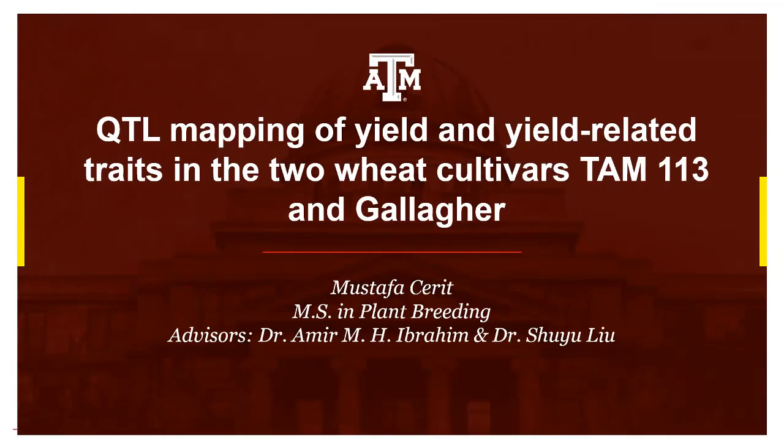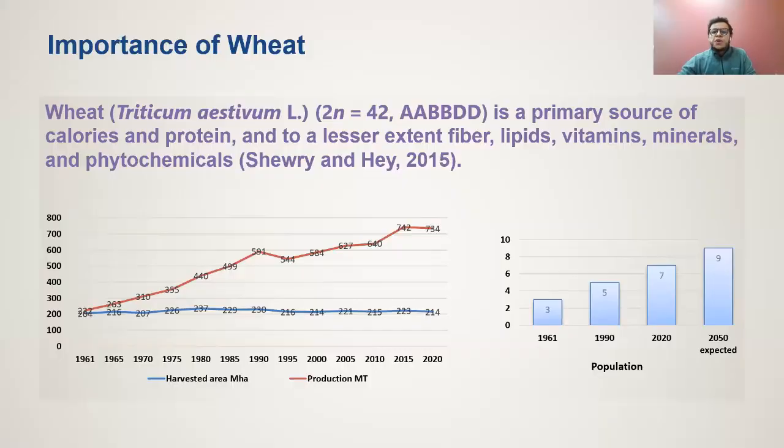Okay. Hi, everyone. I will be presenting my master's research. It is a QTL mapping for yield and yield-related traits in two wheat cultivars, TAM113 and Gallagher. Basically, I will talk about the introduction, materials and methods, results, and also conclusion. So in the beginning, I will give a brief introduction about wheat.